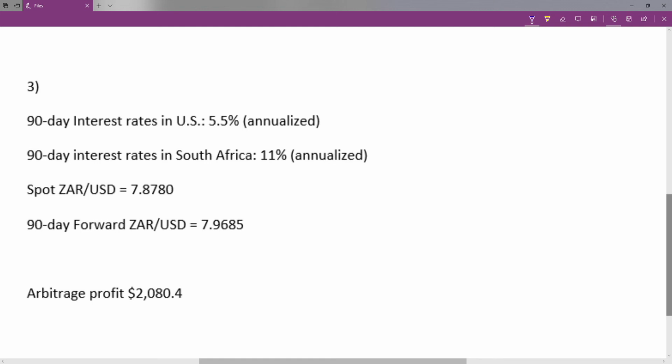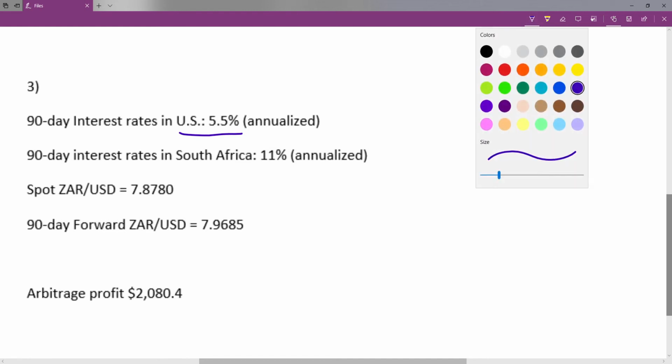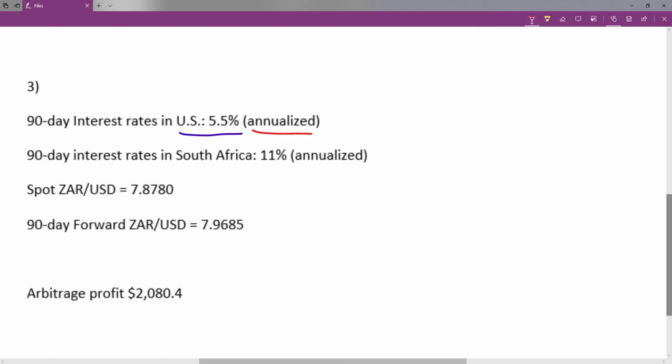So today we're going to talk about covered interest rate arbitrage, better known as IRP. Let's just dive right into the question. We see here that they have given us the percentages in annual terms, which means that this is not the percentage we're going to use, because here they gave us 90 days. We have 90 days to pay back this money, right?